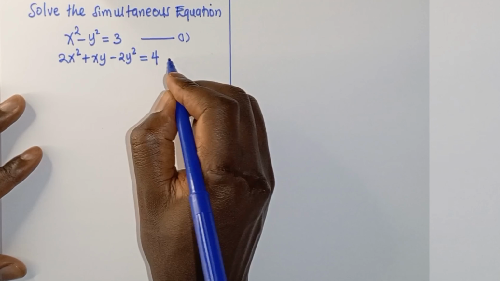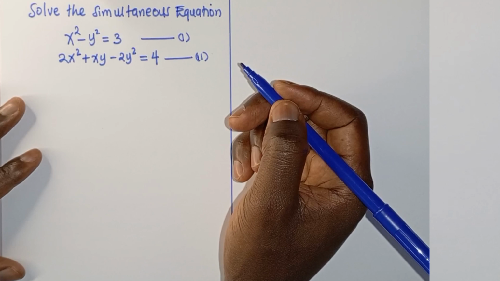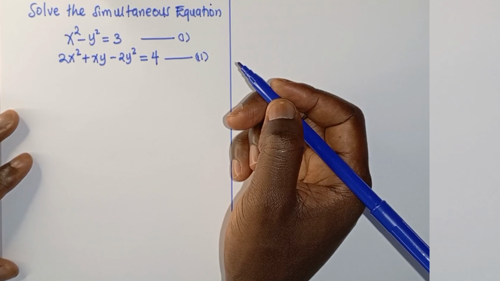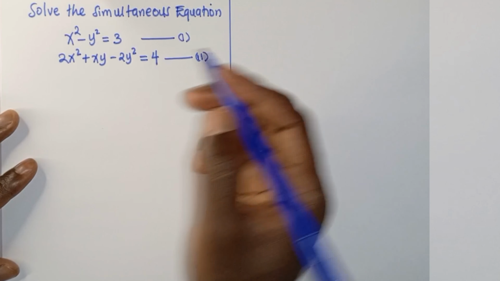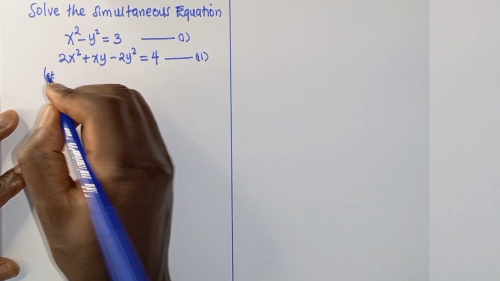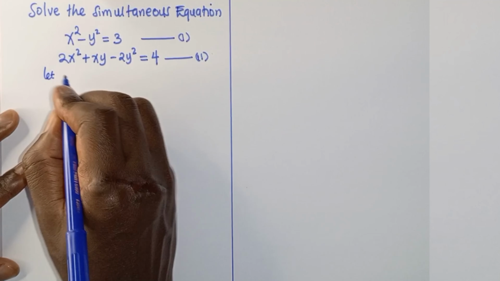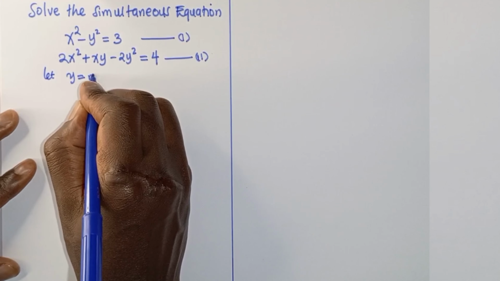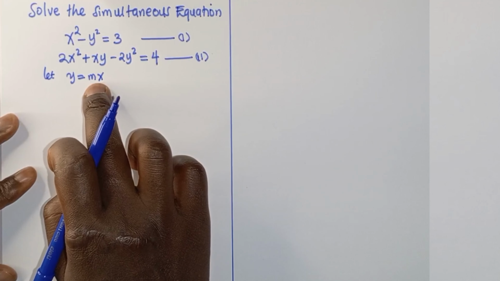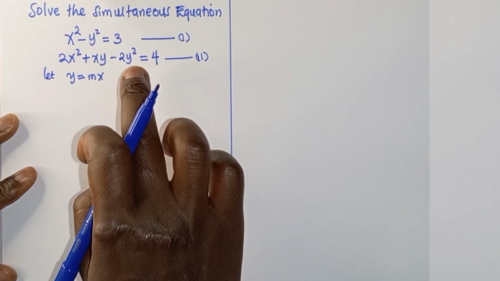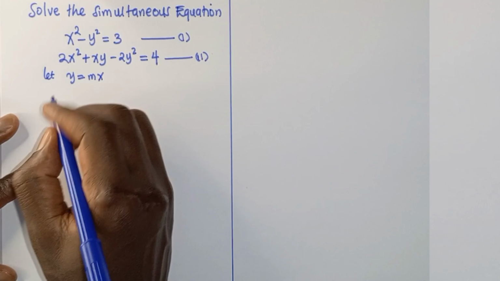So we first label the equation 1 and equation 2, and then we do the most important letting in these ones. So we let y is equal to mx. So that's the special thing, y is equal to mx. And that equation is an equation of a line whose y-intercept is 0. So you put it in equation 1 and equation 2.